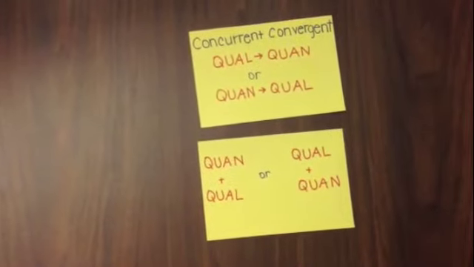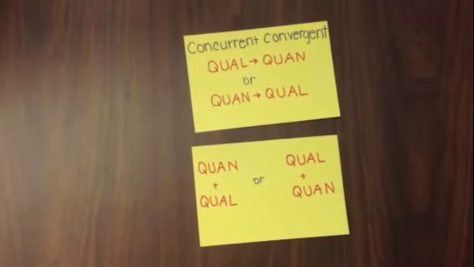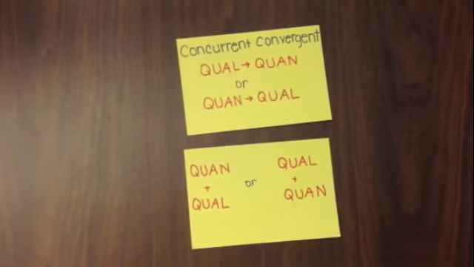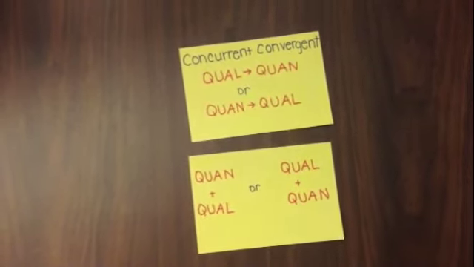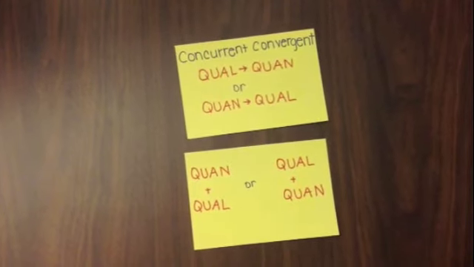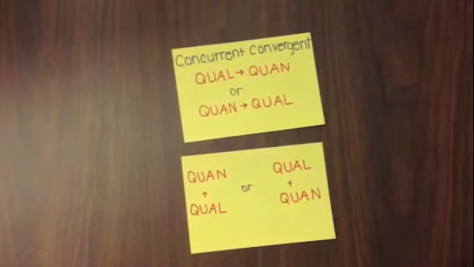Concurrent convergent. In the concurrent convergent design, both qualitative and quantitative techniques are used simultaneously. The researcher must collect the appropriate data for each method and then merge the information to form a general conclusion. Approximately equal emphasis is given to each method, even though one can follow the other.